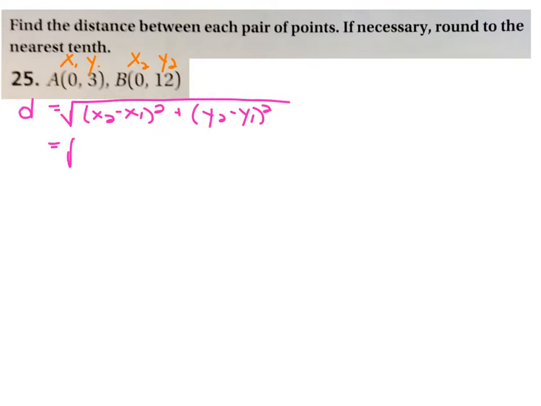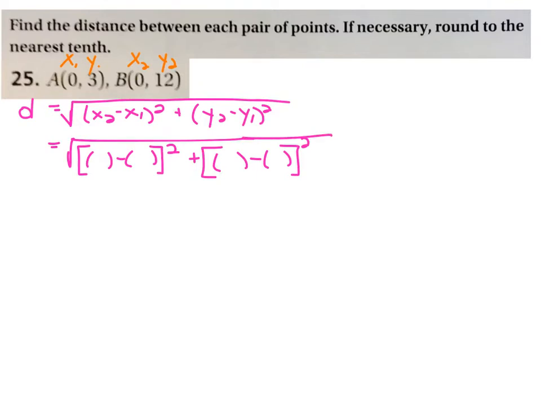Okay, we're going to put brackets, because we're putting parentheses in, minus more parentheses, square it. I actually prefer to do it like this, where I just write it out with parentheses, and then I figure out what the numbers going into it are later. So x2, 0, minus x1, 0, y2, 12, minus y1, 3.